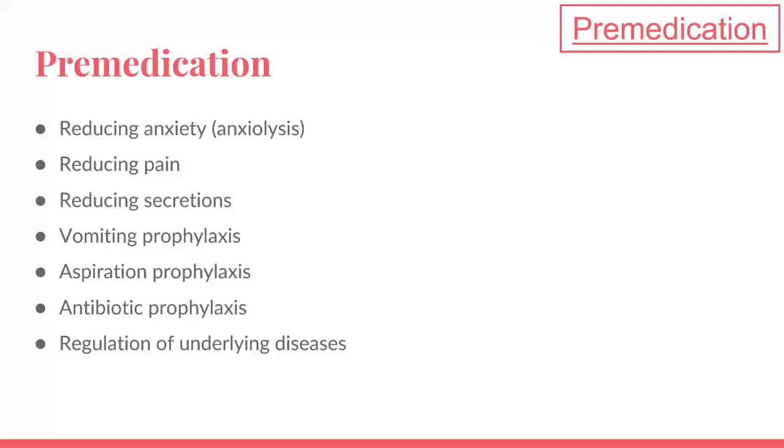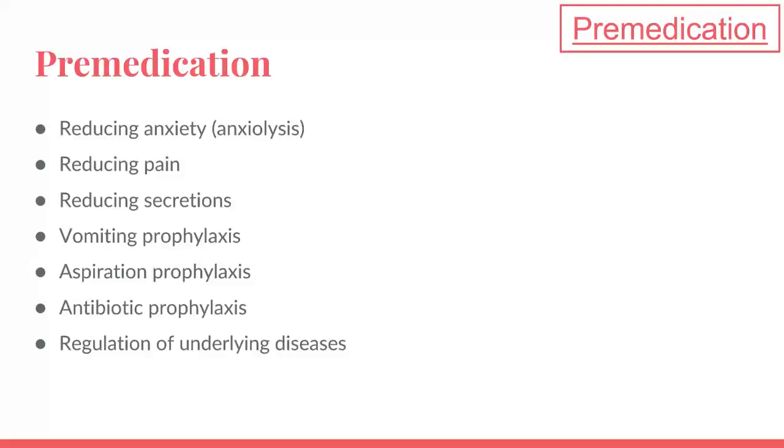Vomiting prophylaxis. This primarily refers to the prevention of postoperative nausea and vomiting, which can be achieved through appropriate premedication and use of suitable agents. Aspiration prophylaxis is also crucial to prevent the unwanted entry of stomach contents into the respiratory tract, which can cause Mendelson syndrome and acute pneumonia with seriously negative prognosis.